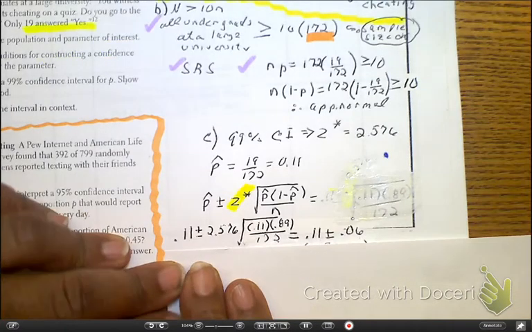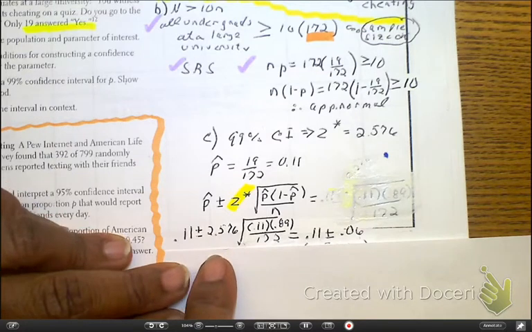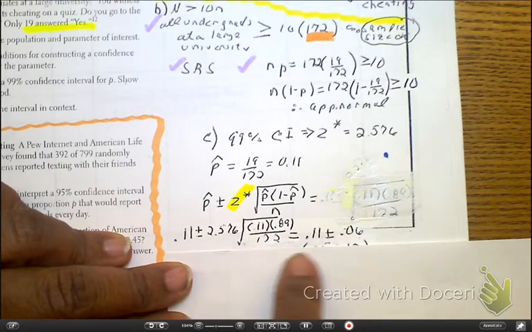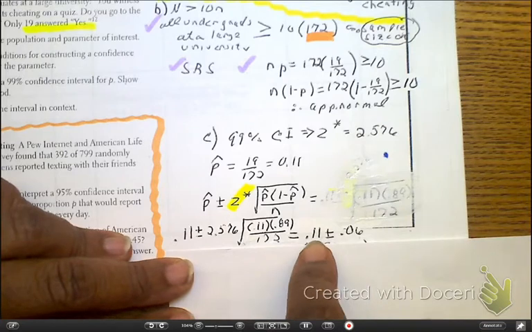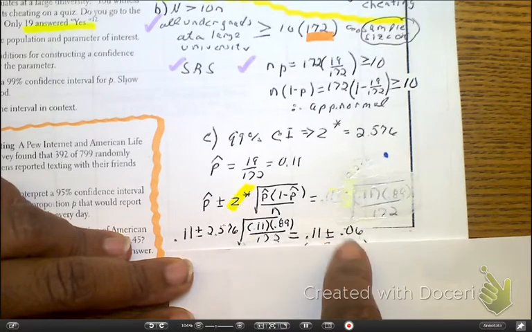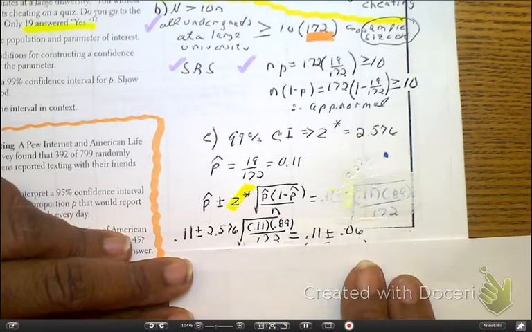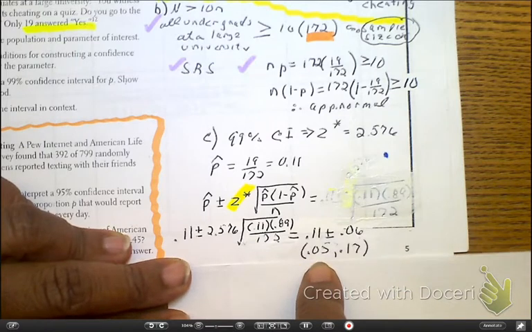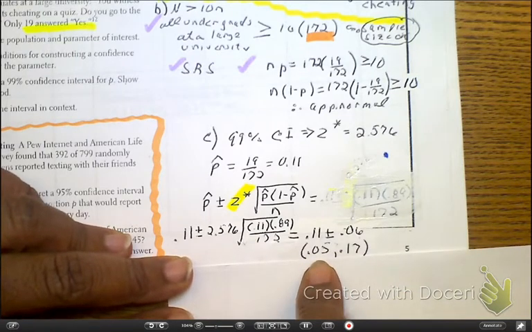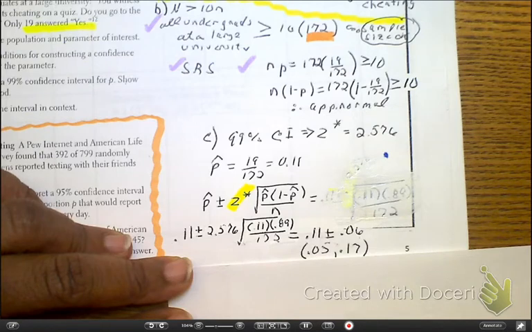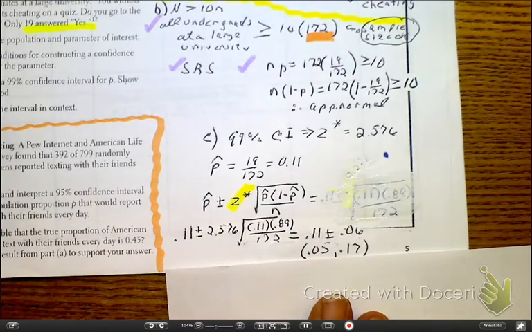So here I rewrote it. And once you do the math, follow order of operations and all that good stuff, remember this is your point estimate and here is your margin of error. And of course, once I do that, that gives me my confidence interval, which is 0.05 to 0.17.